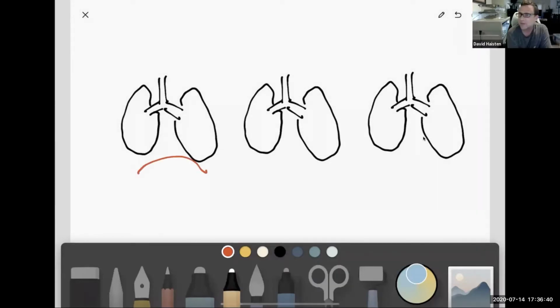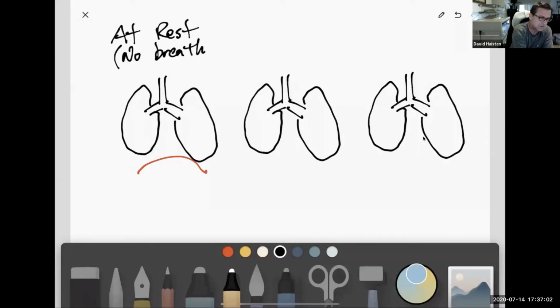Okay, diaphragm. Okay, so as she observed, we talked about this. So what happens? This is just at rest. You're not taking a breath. What's true about atmospheric pressure and pressure inside of the lungs? They're the same. Yes. Okay.